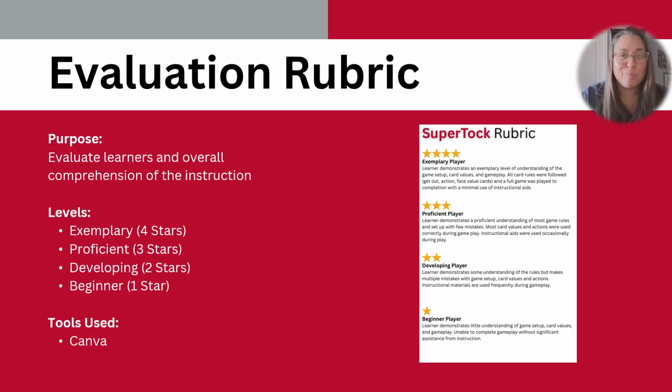The evaluation rubric is based on the holistic design and includes 4 performance levels: exemplary, proficient, developing, and beginner. The rubric will evaluate overall comprehension of gameplay, card rules, setup, and the learner's ability to apply the instruction learned without aids. This provides a simple way for instructors to assess learner progress based on a player's performance.